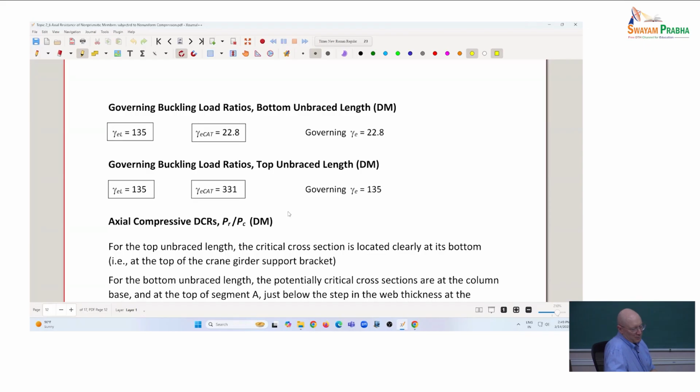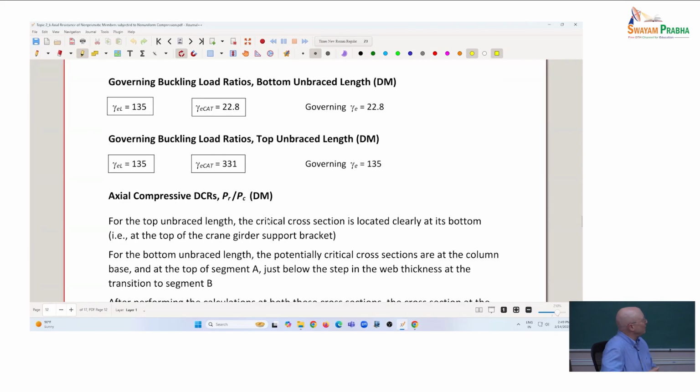If we look at the top unbraced length, then the constrained axis torsion buckling at the top is very large there because it's a very short length. And gamma EL in plane is again the governing gamma E here. And so again, there gamma E would be 135. So let's say we've determined, for the segments we're looking at, what our eigenvalue is that gives us our critical buckling mode.